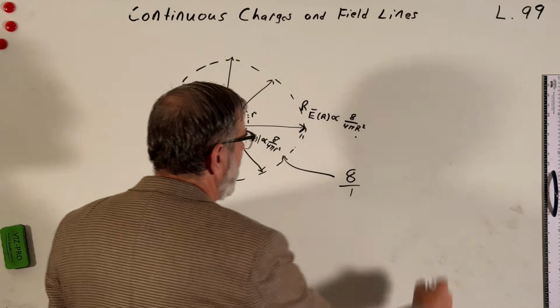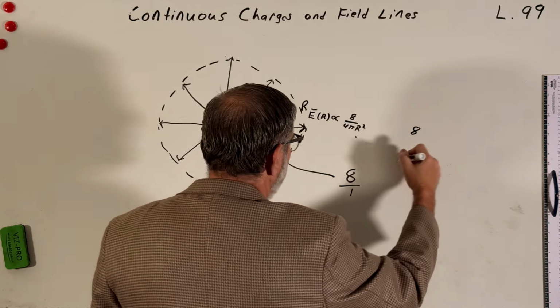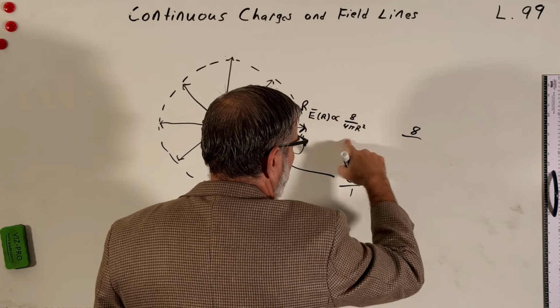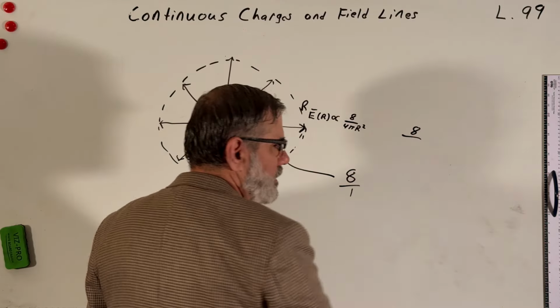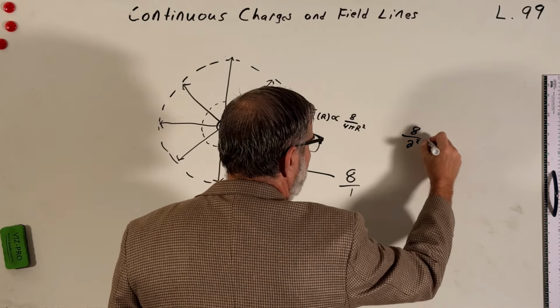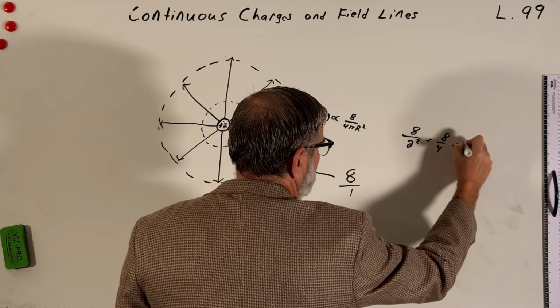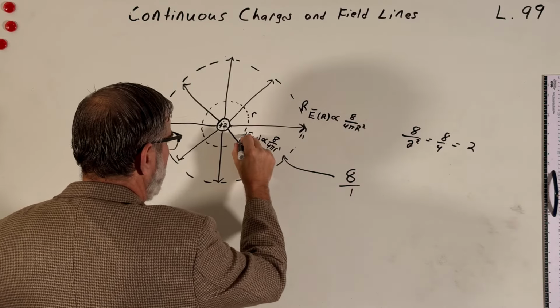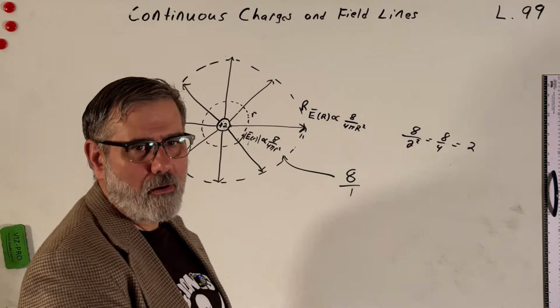Again, we'll ignore the 4 pi, so now we get 8 still, because it's still 8 field lines passing through this surface, right? But we are at, what did I say? I think I said big R was 2. So that's 2 squared, right? So that's 8 over 4, which is just 2, right? So I started out with a magnitude of 8 here, and a magnitude of 2 here.